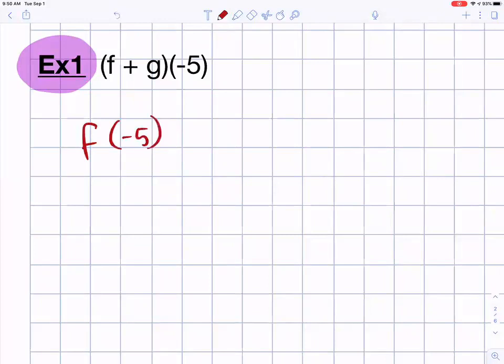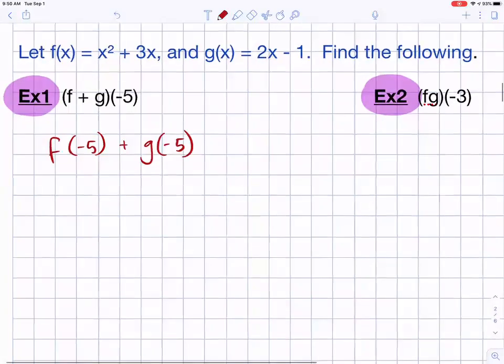f of -5 plus g of -5. Okay, that's what the video said. Well, now I actually need my two equations. How am I going to find f of -5? You just replace all the x's with a -5 in the f function.